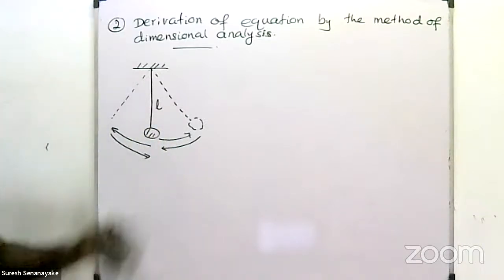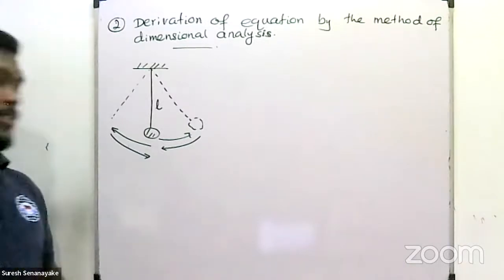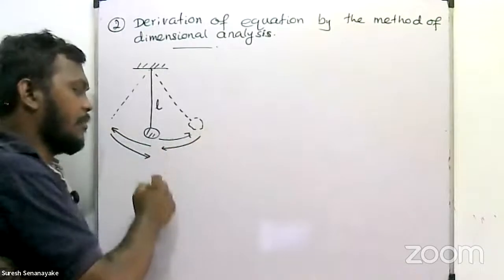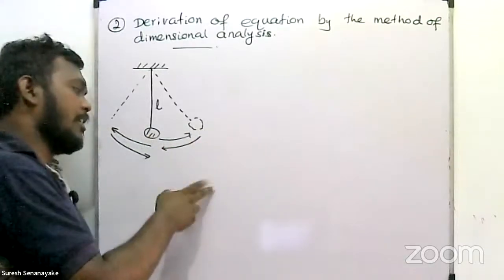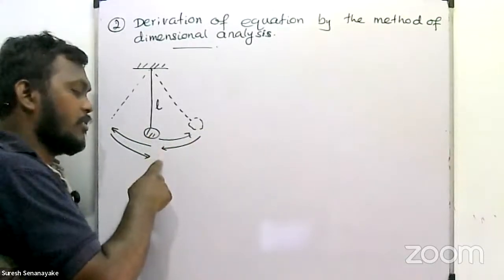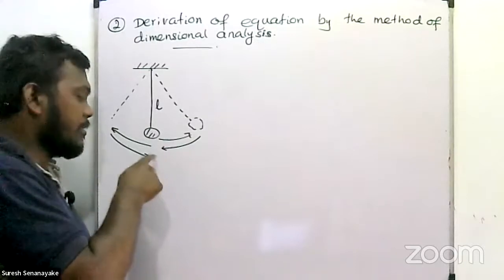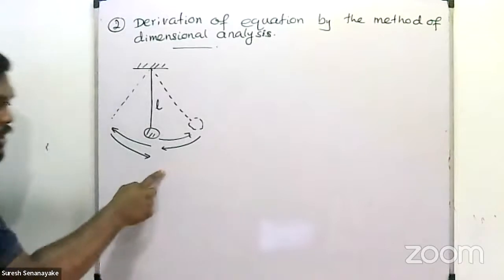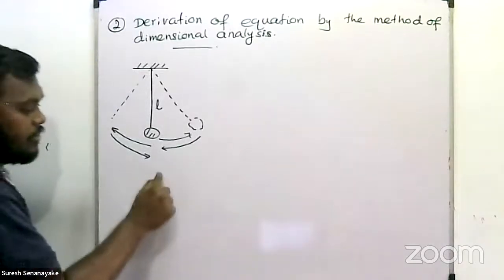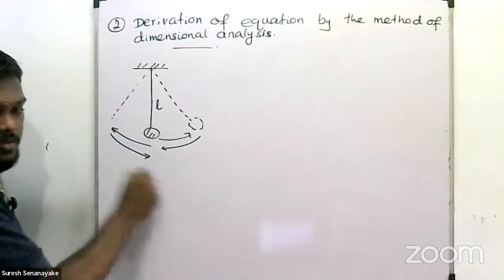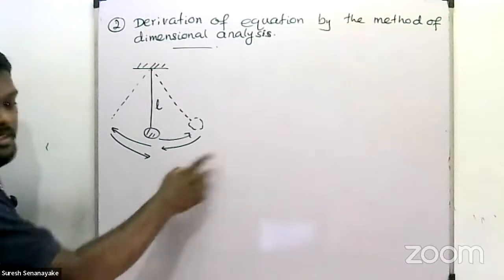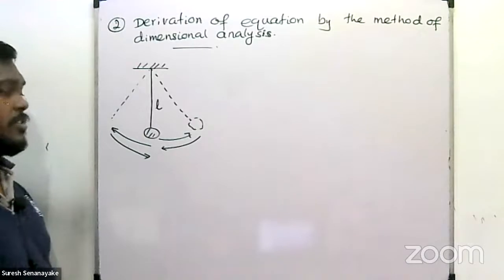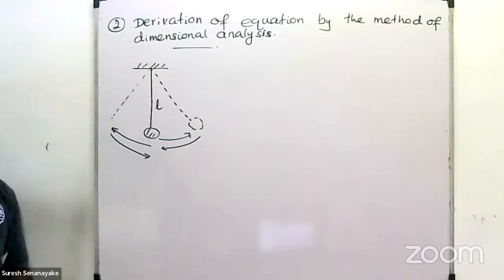Okay, this is the pendulum. It oscillates laterally. So the time period is the time taken to complete one oscillation. One oscillation means if we start from here, go to this side and come back, go to this side and come back to the initial position, that is one oscillation. The time taken to complete one oscillation is called the time period or periodic time.